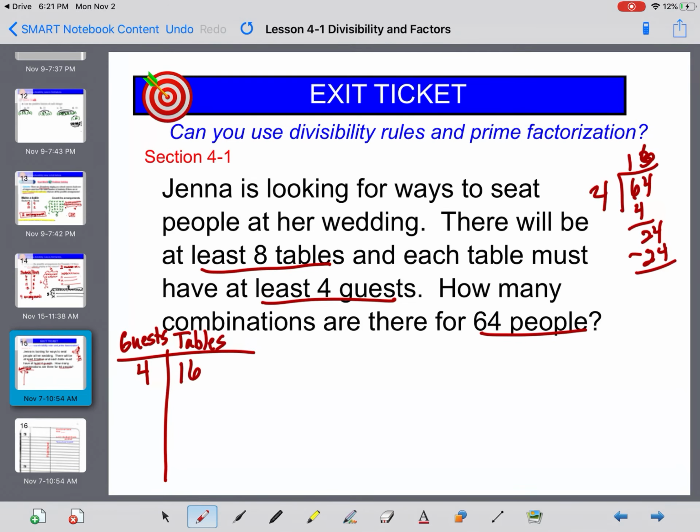Does 5 go into 64? How about 6? Nope. 7? Nope. How about 8? 8 guests at a table, and I would have then 8 tables, because 8 times 8 is 64. And then after that, I needed a minimum of at least 8 tables. So those are my only 2 options. How many arrangements or how many combinations? There are 2 arrangements, and then you have to specify what those arrangements would be.